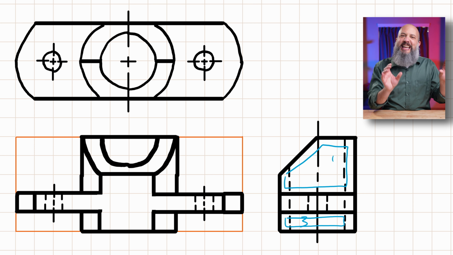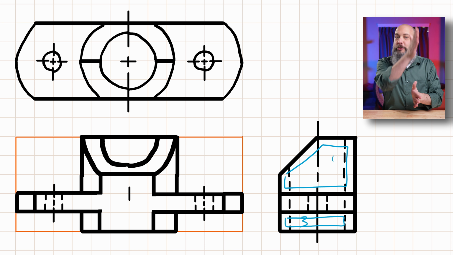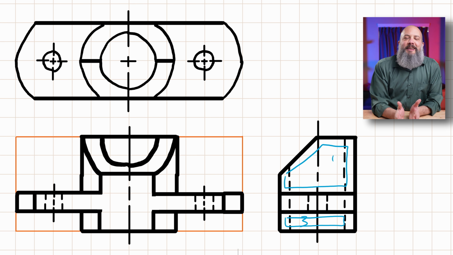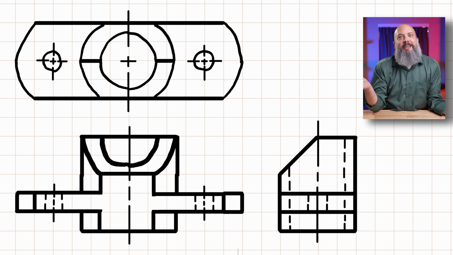So I'll add vertical hidden and center lines for the two holes on the side, a vertical center line for the hole right through the middle, and now I'll erase some construction lines, and it seems like, all right, I think maybe that's actually it.